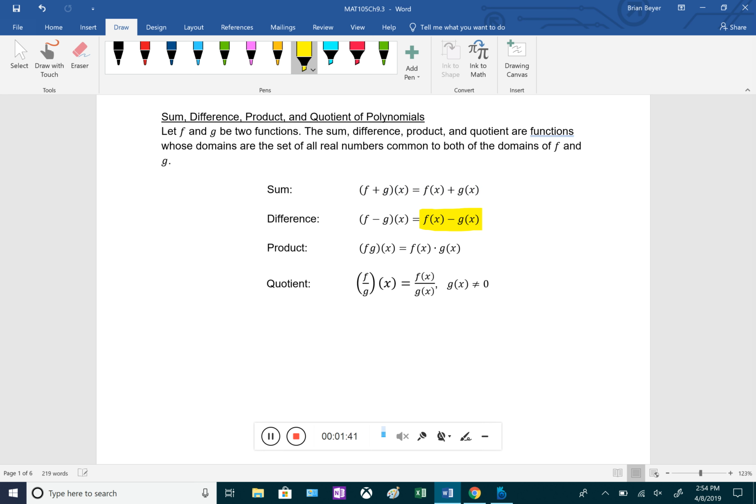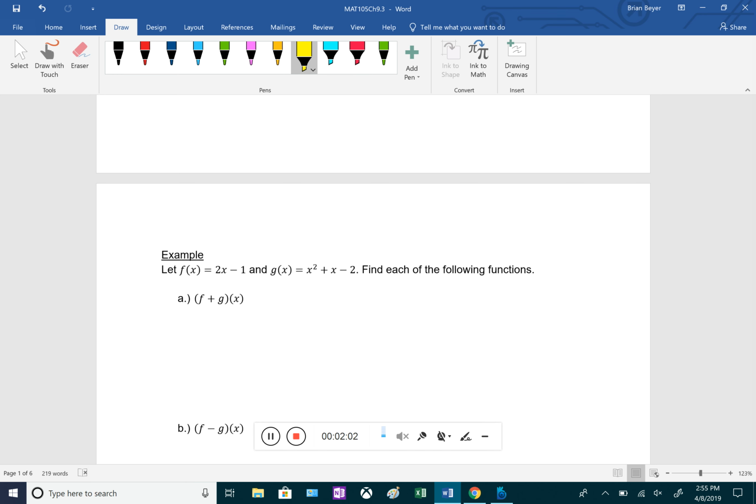We're just going to be adding the functions and combining like terms. Same thing with subtracting. We're just going to write it as f minus g of x. Same thing with multiplying. It's f of x times g of x. We're going to write it as fg, so f times g of x. And dividing, instead of f of x divided by g of x, we're going to write f divided by g of x. Okay, so let's do some examples here.